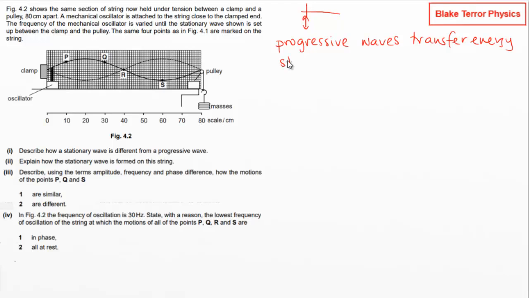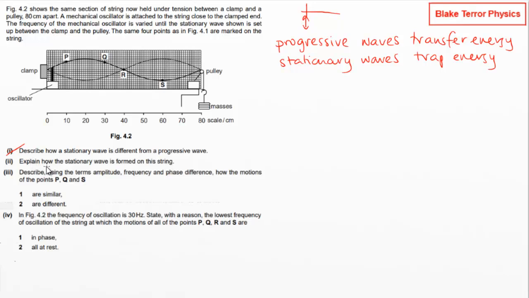Whereas a stationary wave, you need to do the contrast here because they're asking you how is it specifically different. You can't just say, oh yeah, progressive wave transfers energy. You need to say, I know it might seem obvious, but stationary waves, well, they don't. They trap energy. But you need to actually put that contrast in rather than just making a statement about a progressive wave.